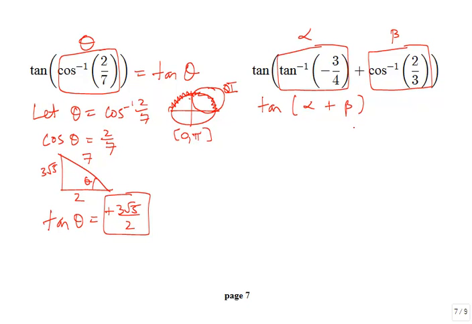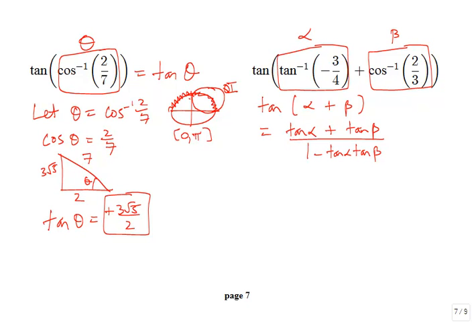You have to use the sum identity for tangent, and this should be memorized. And that identity is tangent of the first plus tangent of the second, over 1 minus tangent of the first times tangent of the second. So we're going to need to figure out what tangent of alpha is and tangent of beta is, and then I'm going to substitute those values into this formula.